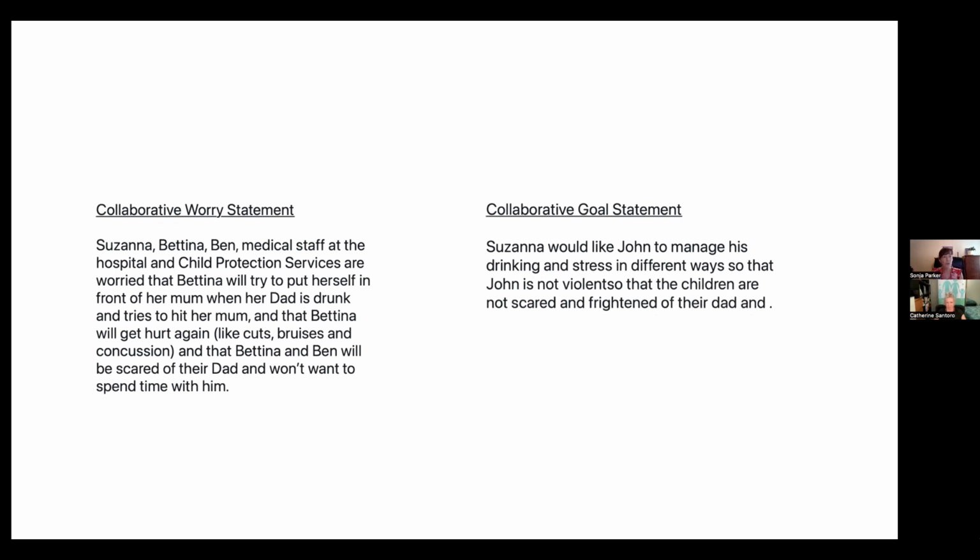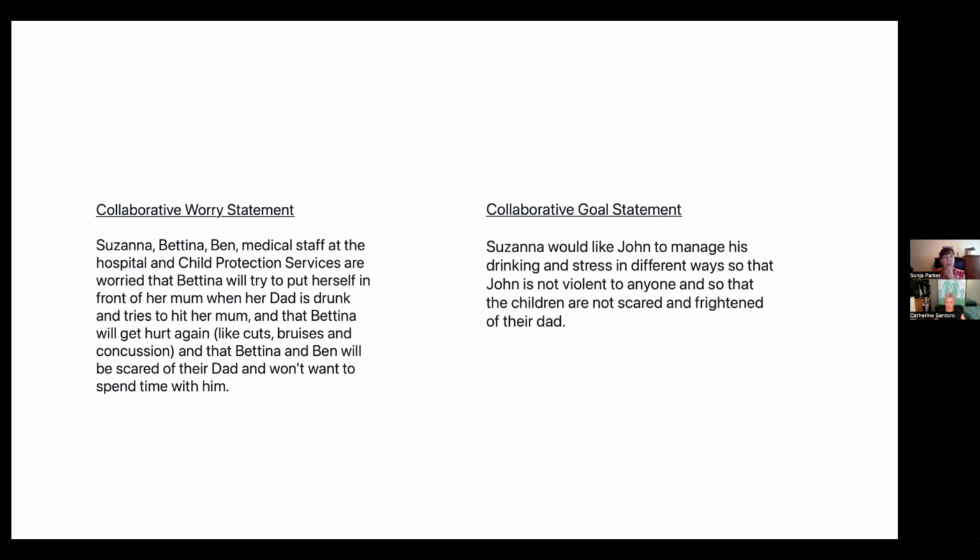Now, in terms of John not being violent, do we want to be specific there? So that John is not violent. Violent to you? To anyone. For anyone? Yep. Mm-hmm. Yep. Okay. I can see that. So that the children are not scared and frightened of their dad.